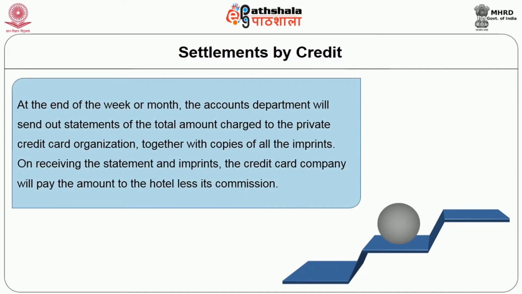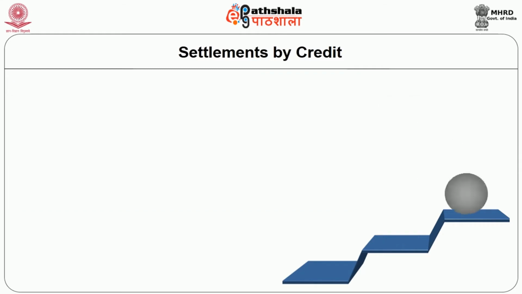At the end of the week or month, the accounts department will send out statements of the total amount charged to the private credit card organizations, together with the copies of all the imprints that are signed by the customer. On receiving this statement and imprints, the credit card company will settle the amounts to the hotel less its commission. So this takes a week or a month's time for the hotels to get the account settled.